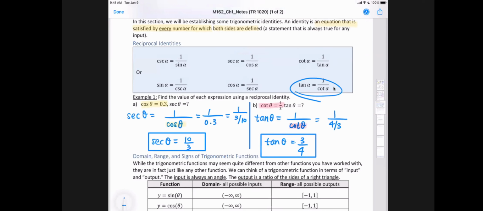Of course, we could have said, I know that tangent and cotangent are reciprocals of each other, so I can just flip this fraction, right? The reciprocal of 4/3 is 3/4, which is what we got. But I just wanted to show it using that identity that we just learned.